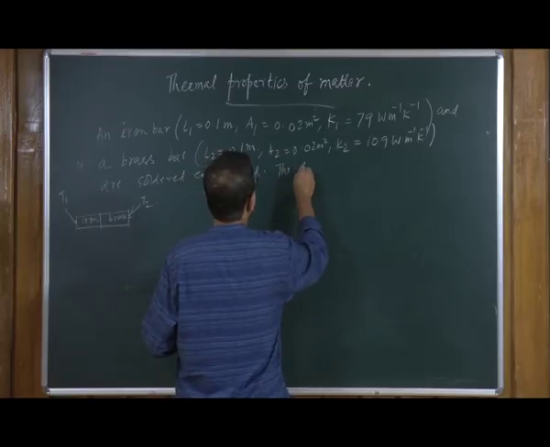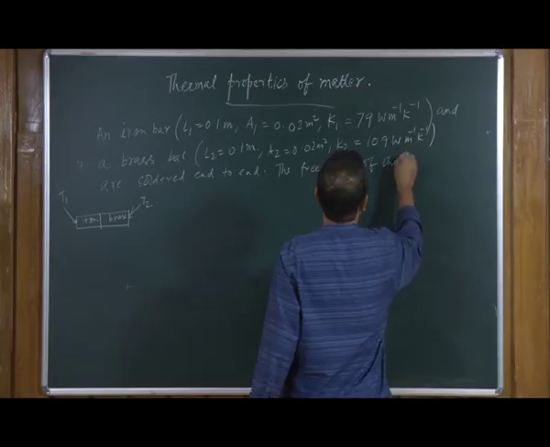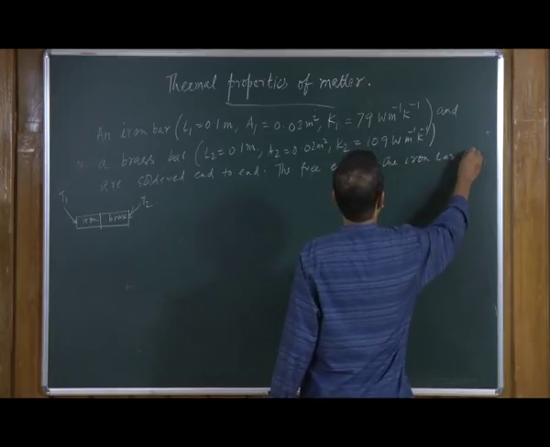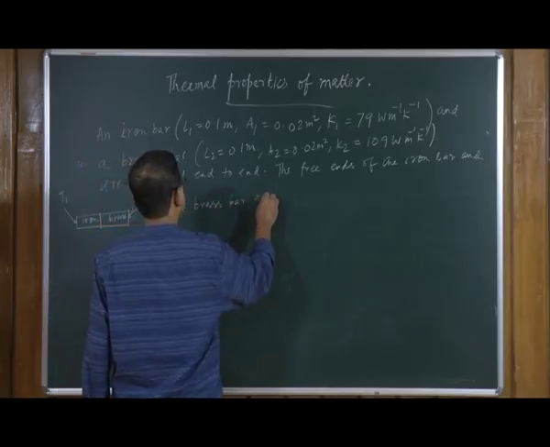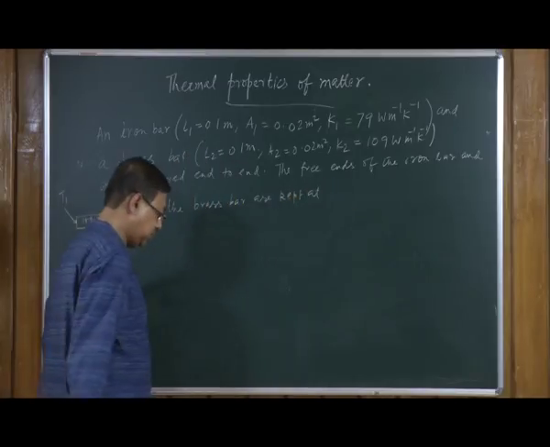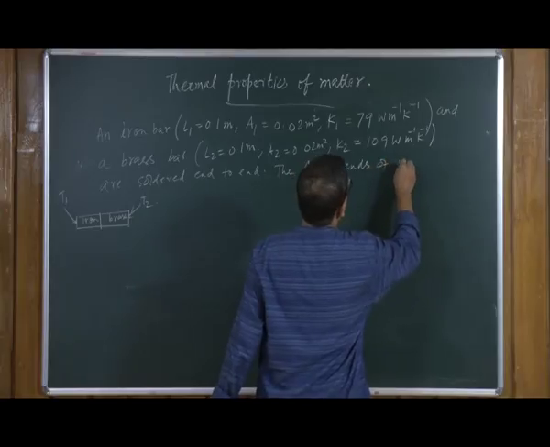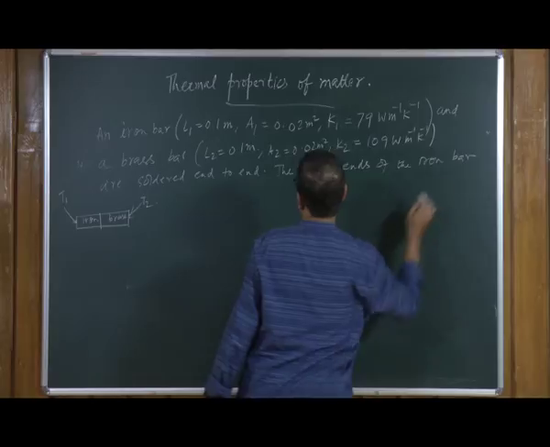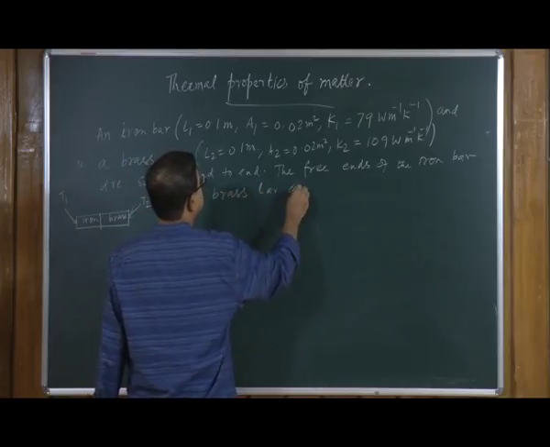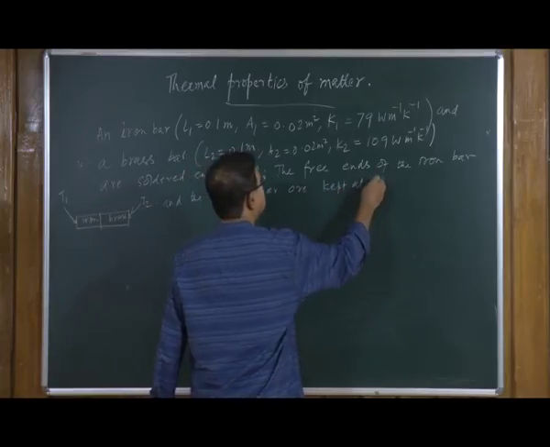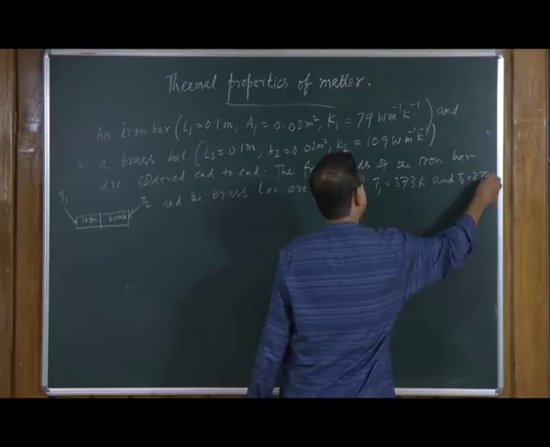The free ends of the iron bar and the brass bar are kept at T1 equal to 373 Kelvin and T2 equal to 273 Kelvin respectively.